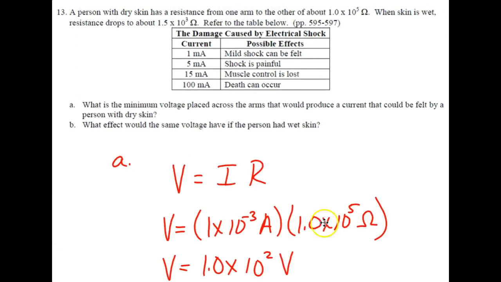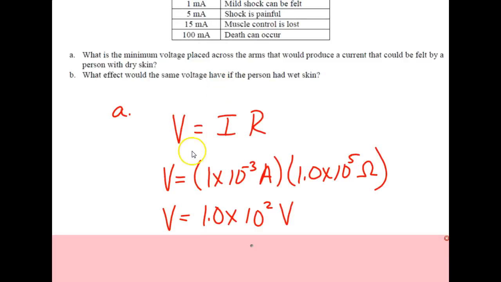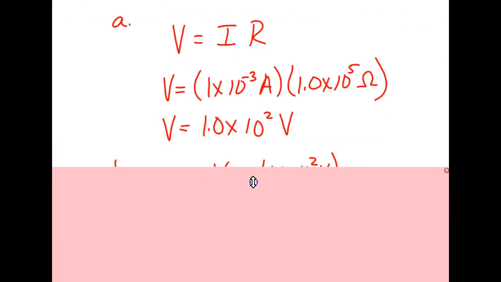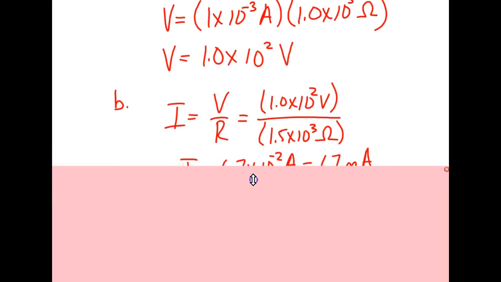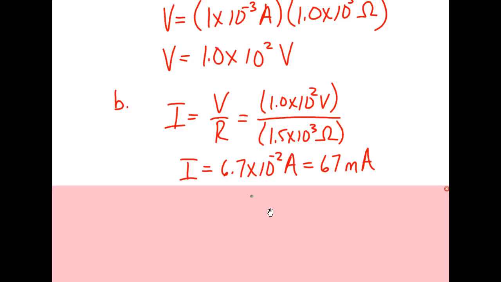B, what effect would the same voltage have if the person had wet skin? So now we're going to give the person this same 100 volts, but now their skin is wet, which drops their resistance to 1500 ohms. All right, so we need to find the current here and then use the chart to compare to see what would happen. So I equals V divided by R, 100 volts divided by 1.5 times 10 to the 3rd ohms, would give you a current experienced of 6.7 times 10 to the negative 2 amps, which would be 67 milliamps.